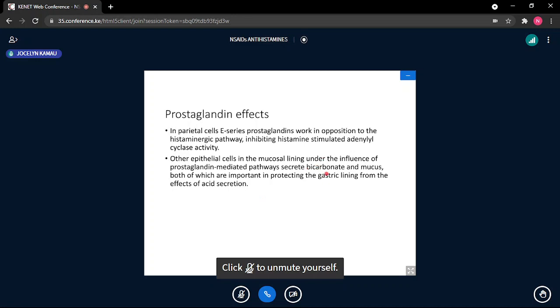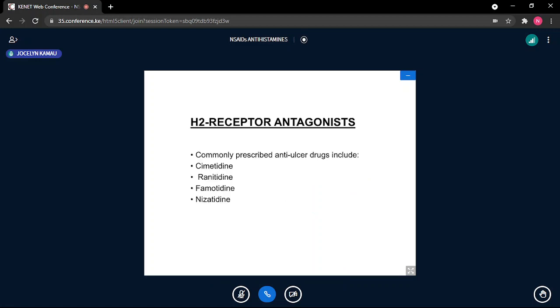So this is like a physical. For the mucus, it's a physical barrier. Of course, the bicarbonate will neutralize the acid.